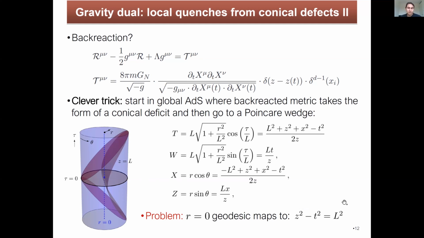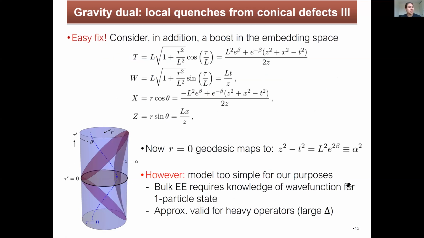So one way to fix it is by adding an extra boost in the embedding space. This particular boost is along the Tx direction and gives rise to this e to the beta factor, a boost factor. By doing so, you can realize that the R0 geodesic now maps to this geodesic in the Poincaré frame. So this is indeed what you wanted. And specializing then to this Poincaré wedge is what allows you to do calculations in the quench state.